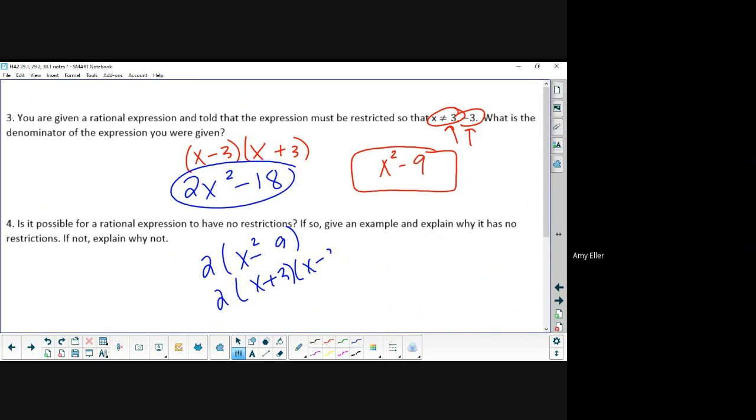Does this have any extra restrictions? No. If it said x times x plus 3, x minus 3, then it would have a restriction of 0. But a number doesn't. Very good.